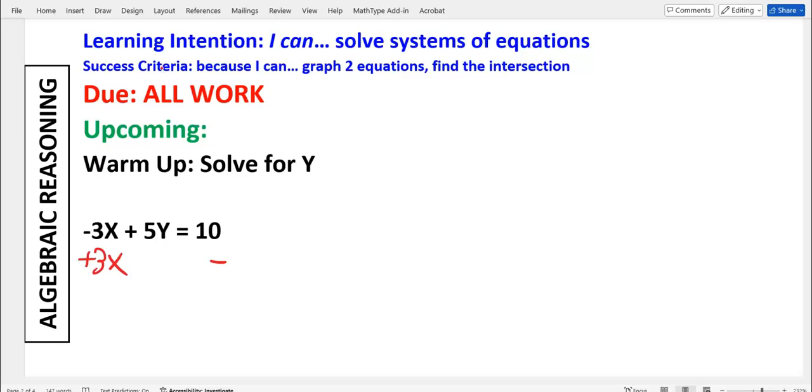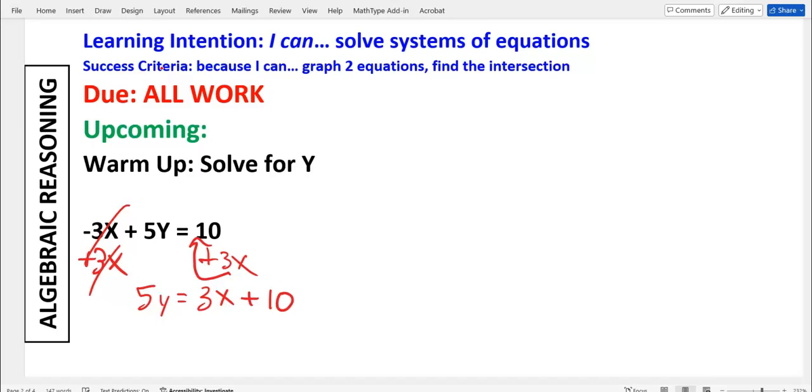Right. Wait, wake up. Don't do it. No, no. And then the 3x goes where? Didn't you do this? The 3x goes in front of the 10. Bring down 5y equals 3x plus 10.